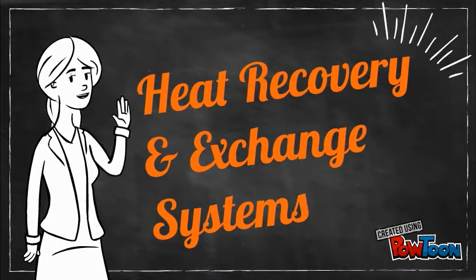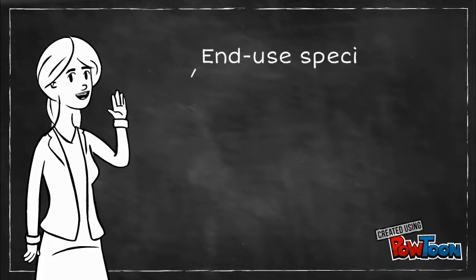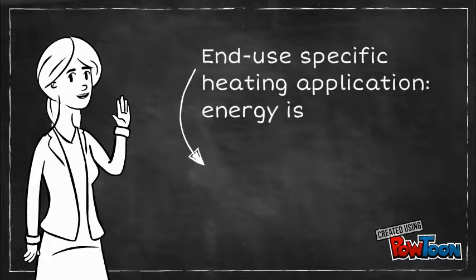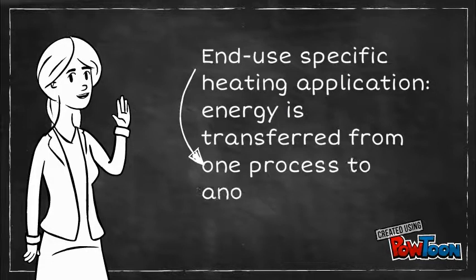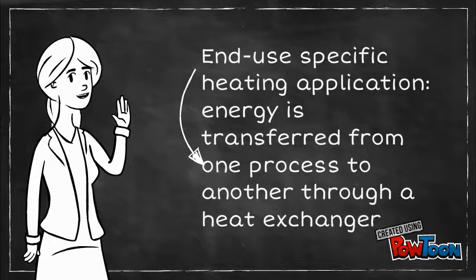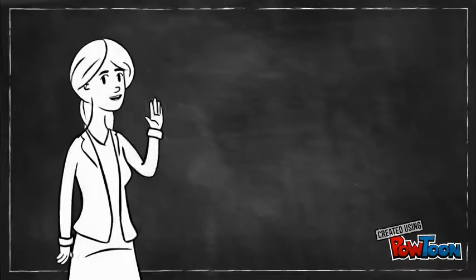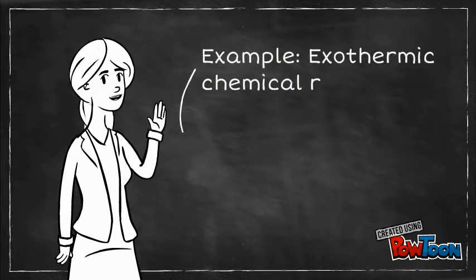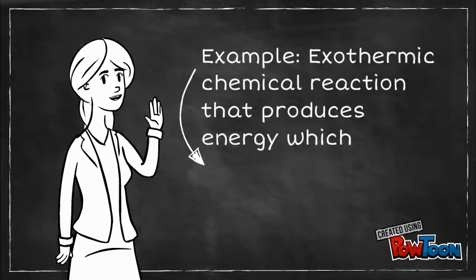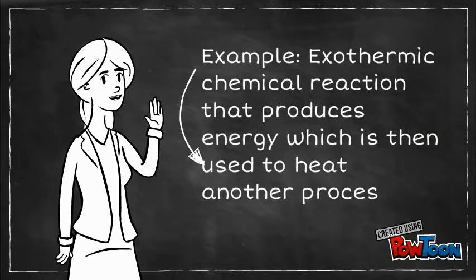I will continue with heat recovery and exchange systems. If the manufacturing facilities require an end-use specific heating application, then energy is transferred from one process to another through a heat exchanger. Another example of a similar system is an isothermic chemical reaction that produces energy, which is then used to heat another process.